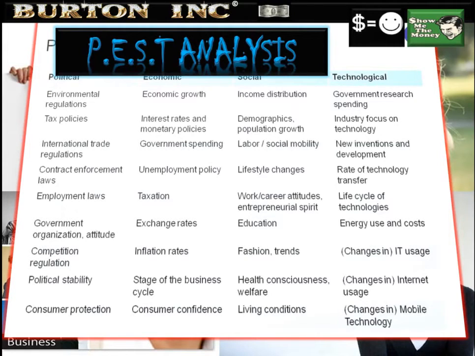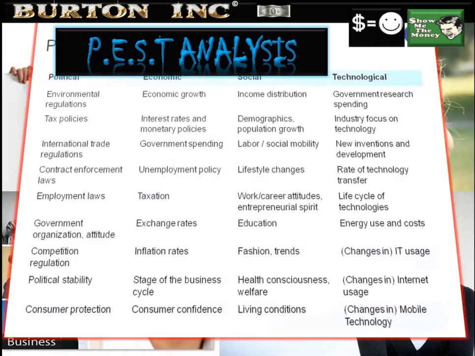Political, we've got environmental regulations, tax policies, international trade regulations, labour laws, competition regulation, how stable the political environment is. Consumer protection laws are another big one. If the government comes up with a new consumer protection law, then it's going to have a big impact for businesses providing anything within that scope.